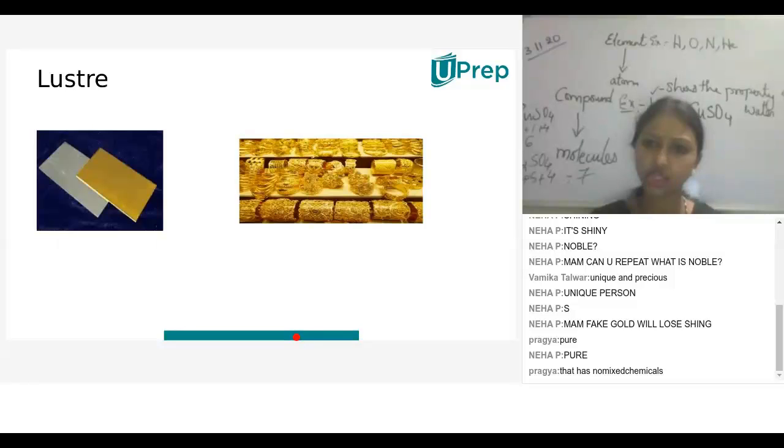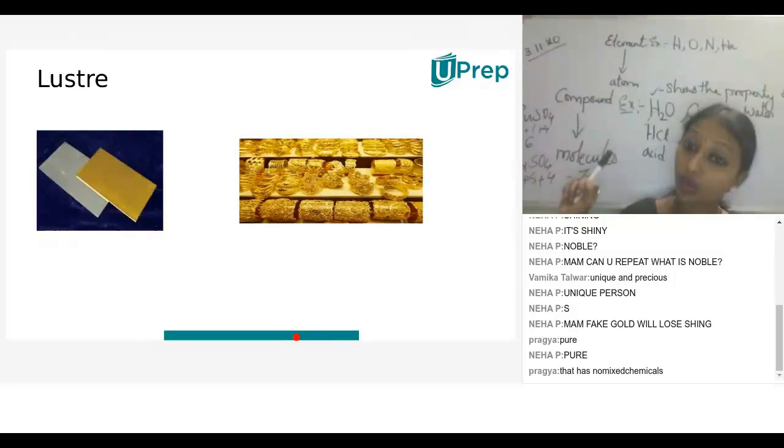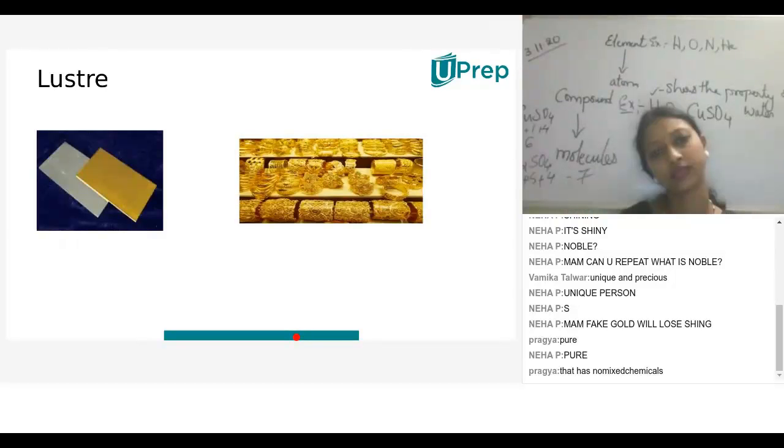Yes, there are no mixed metals or mixed things. They are considered pure. So basically, it's not a compound. Compound is also pure, dear. I explained it here. A compound is pure because it's in a fixed proportion. Compound has a fixed proportion. That's why it is considered pure.